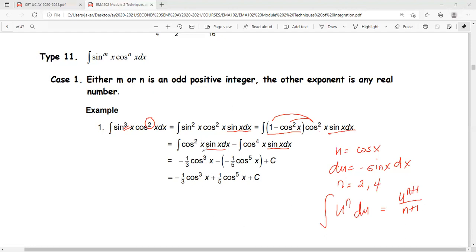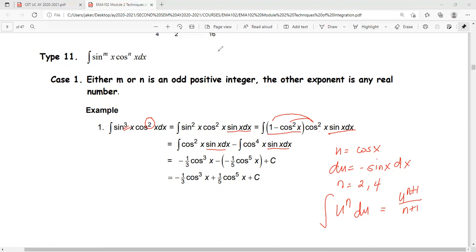Your cosine squared becomes cosine cubed divided by 3. It's now negative because we need to place here negative 1. For the cosine to the fourth of x, it's now cosine to the fifth of x, or cosine x raised to 5, divided by 5. Since you introduced a negative here, then this should be negative. Since this is negative, that makes it positive. And of course, you just affix the arbitrary constant of integration, c.